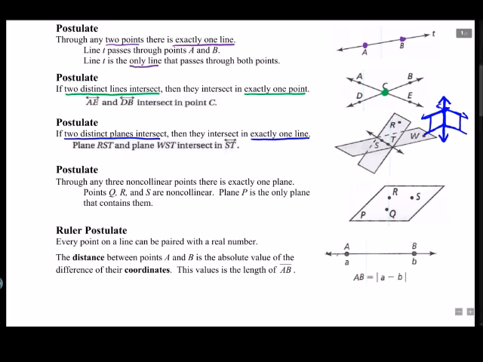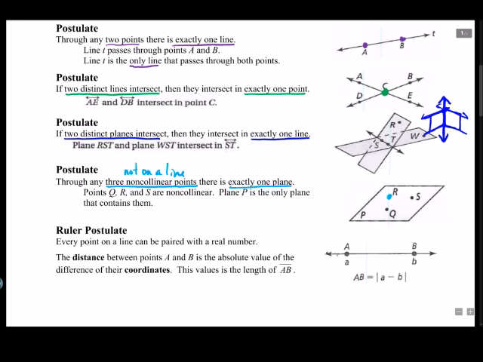Next, we have through any 3 non-collinear points. And what does non-collinear mean? This means not together on a line. Right? Collinear was together on a line. Non-collinear, not together on a line. There is exactly 1 plane.